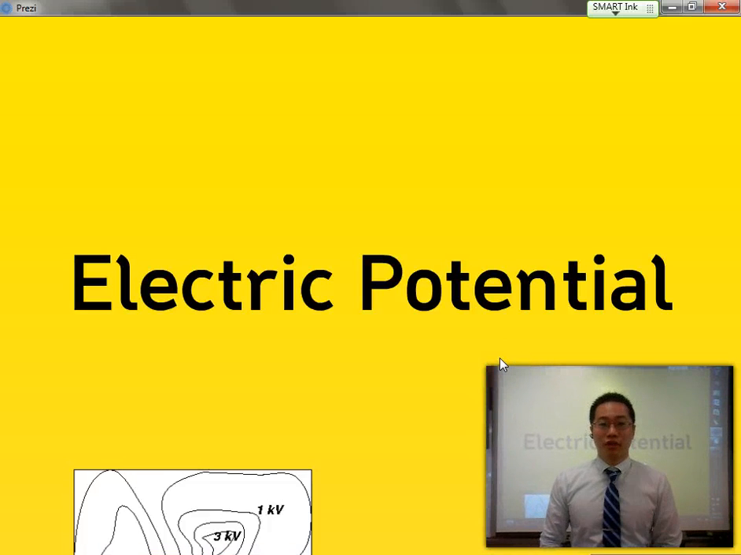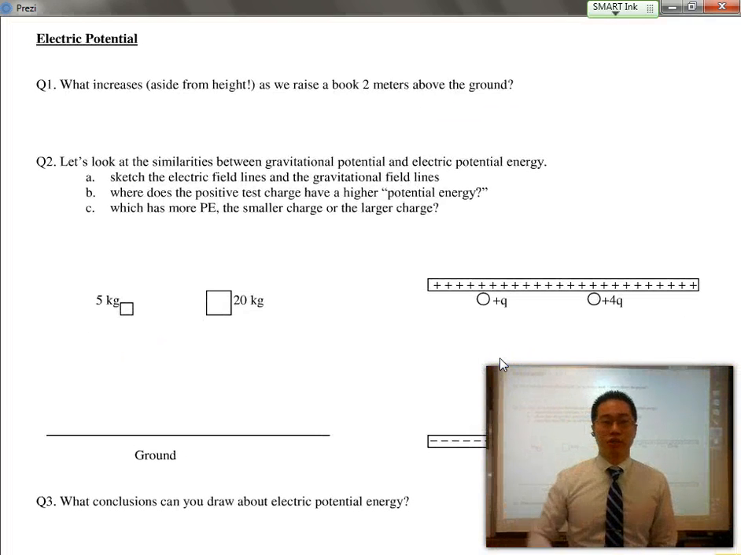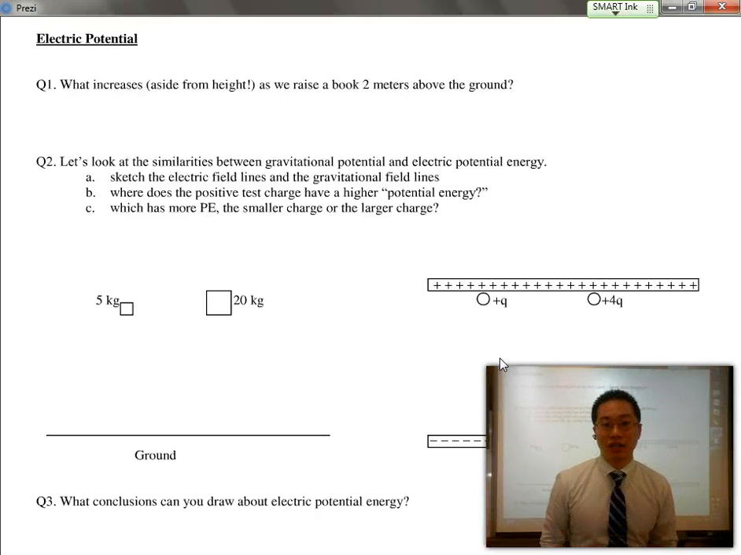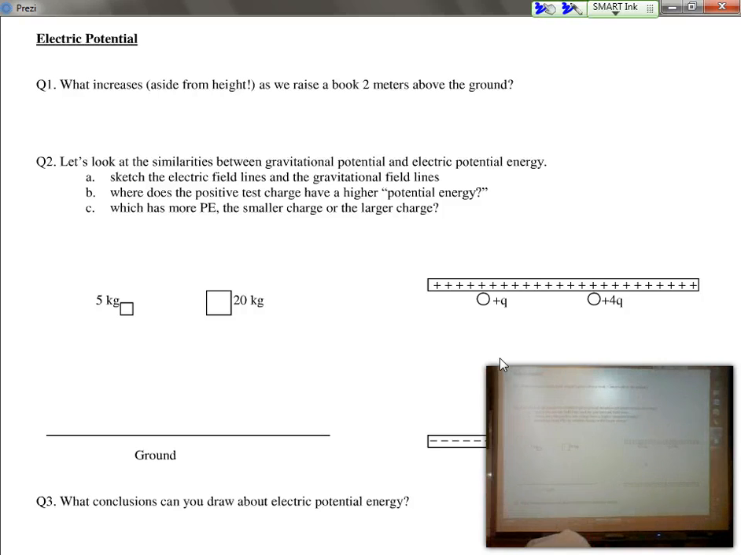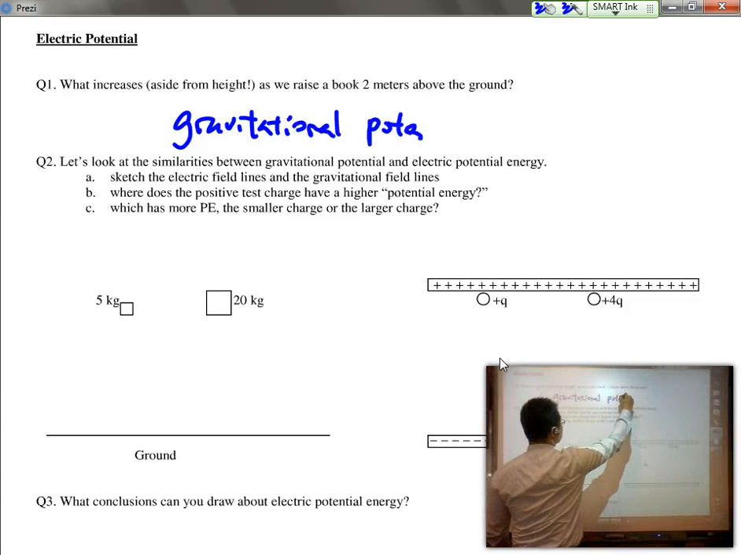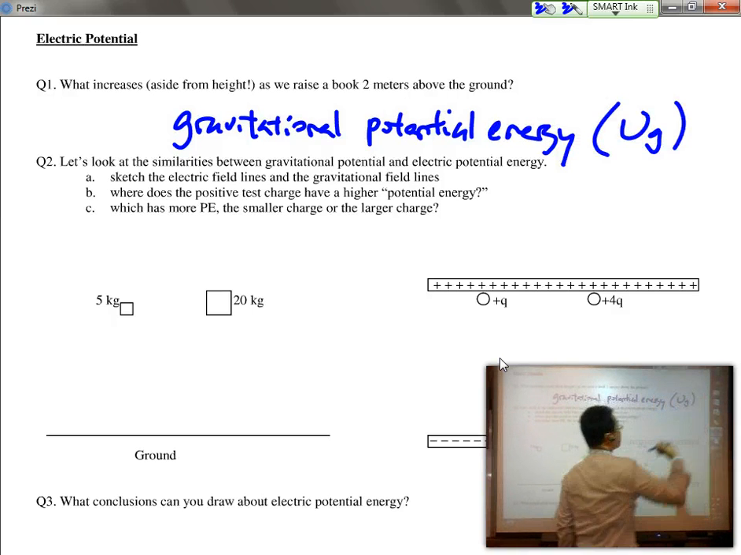Our next topic for electrostatics is all about electric potential, which is more commonly known as voltage. But before we actually talk about electric potential, let's compare back to gravity first. Normally, when you raise a book off the ground 2 meters, of course you are increasing its height, but according to mechanics, we are also increasing its gravitational potential energy, which you also, of course, knew as UG.